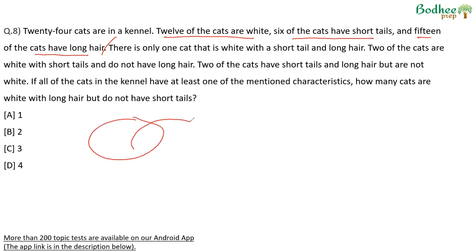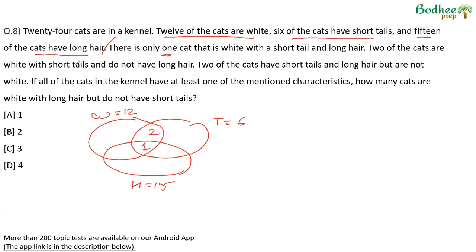So again, let's draw the Venn diagram. The three characteristics are white, which is 12 in total, short tails, which is 6 in total, and long hair, which is 15 in total. One cat has all the three features, this one. Two of the cats are white and short tail, not long hair, so this becomes two. Two of the cats have short tails and long hair, but are not white. This two comes here.